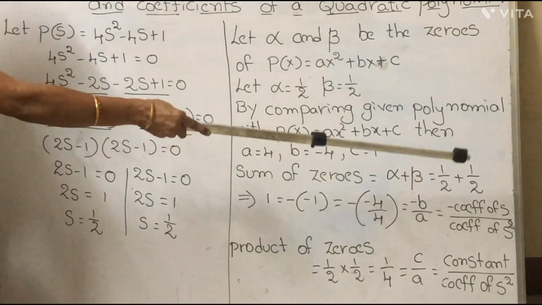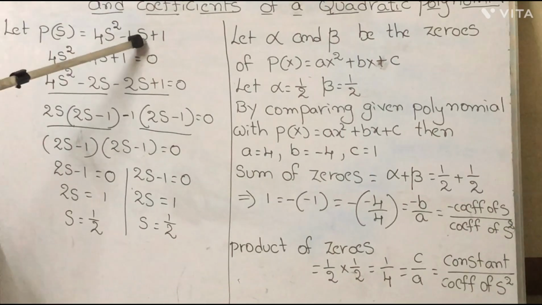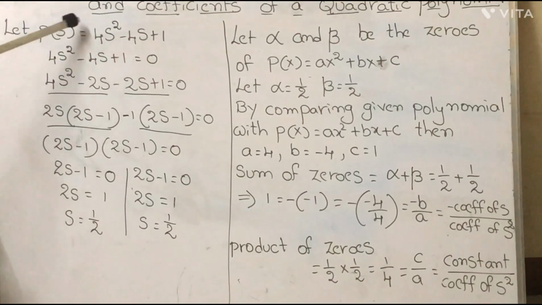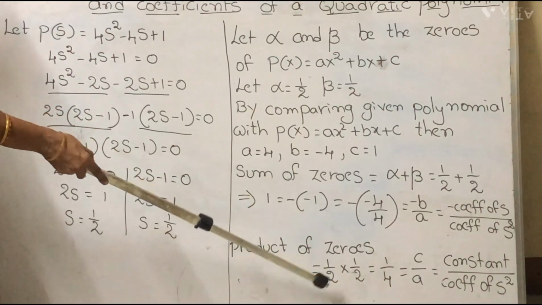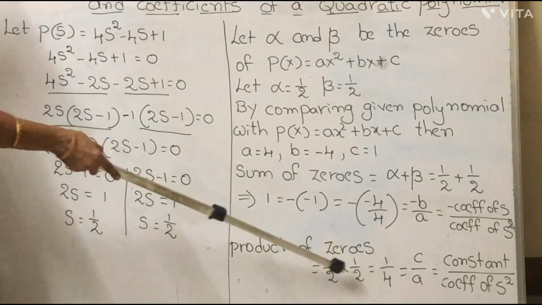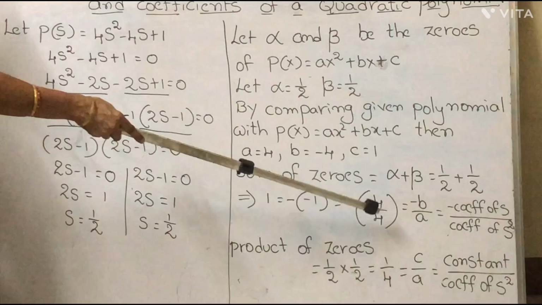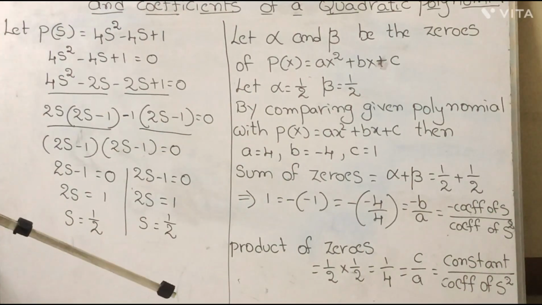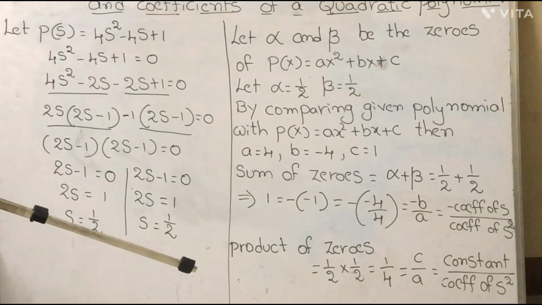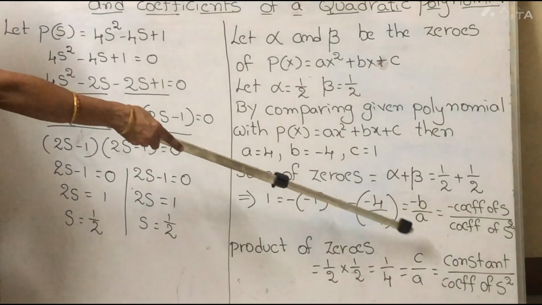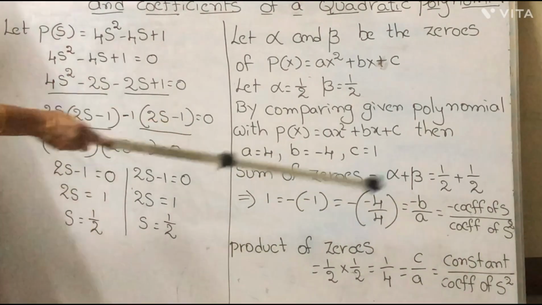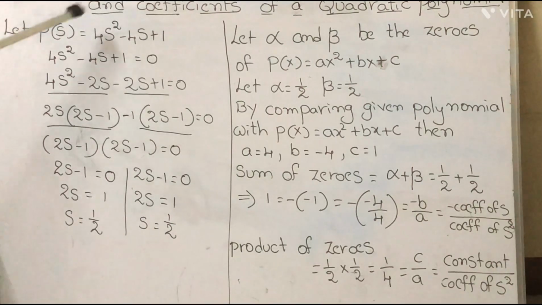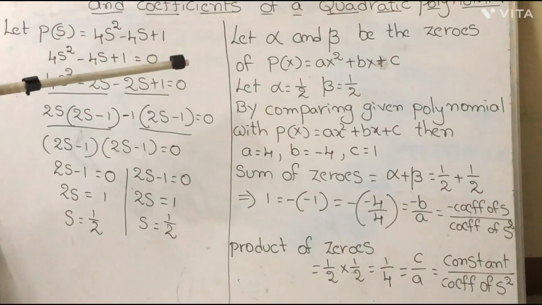b means coefficient of s, here coefficient of s by coefficient of s square. Next, product of zeros: 1 by 2 into 1 by 2. 1 ones are 1, 2 twos are 4. Alpha into beta is c by a, that you should remember, then it will be easy to write the relation. c is the constant by the coefficient of s square. So this is the relationship between zeros and coefficients of a quadratic polynomial.